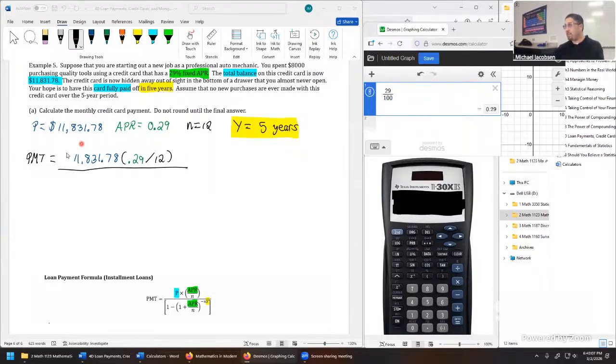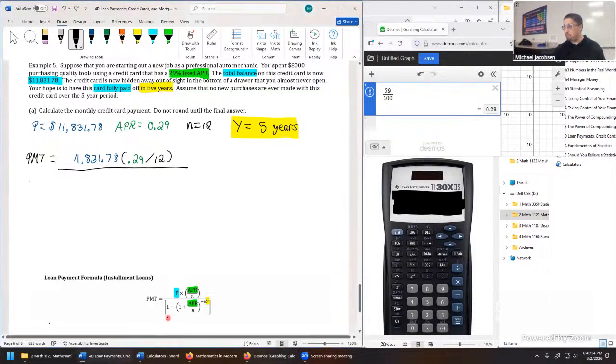Okay, now that we've got that numerator in, we convert down to the denominator, plug in those values. A parenthesis, let's keep it a bracket maybe. Bracket 1 minus, a parenthesis 1 plus, then APR again, 0.29, divide by the 12 months for the 12 monthly payments.